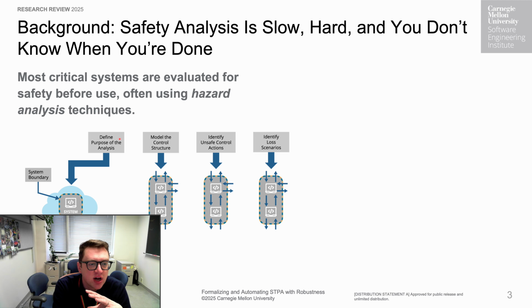Once you have the first two steps completed, you're ready for the third step, which is probably where it starts to get really interesting, because you identify which of these control actions could be provided in an unsafe way. And the way that you do that is by filling out an unsafe control action table.